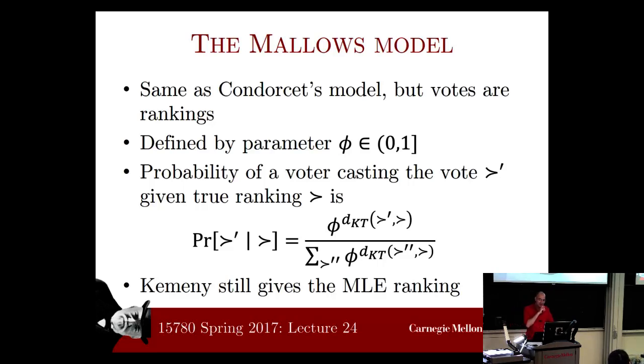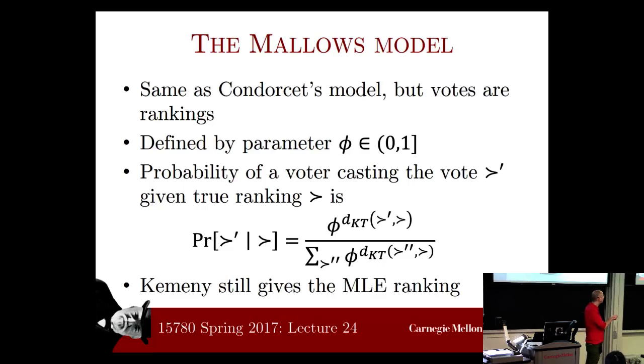And the way it's defined is it has a parameter phi, which is strictly greater than 0 and can be at most 1. It can be equal to 1. And this is confusing. Let's stare at this a bit. So we're asking, if the ground truth is this ranking, what's the probability of a voter casting this ranking?